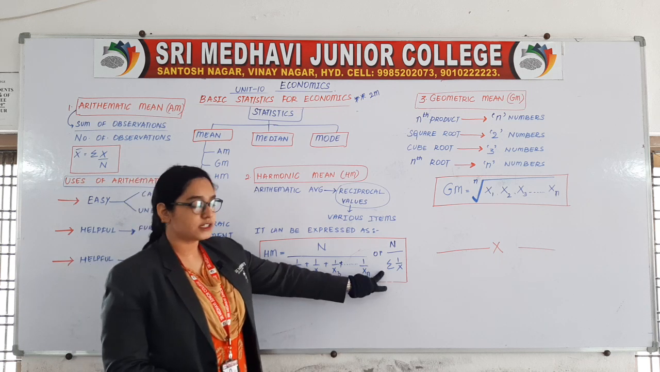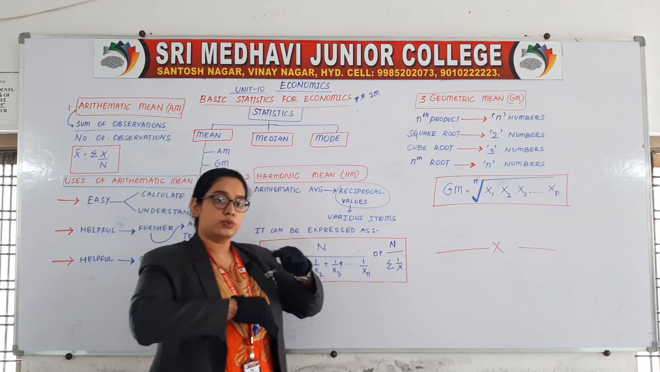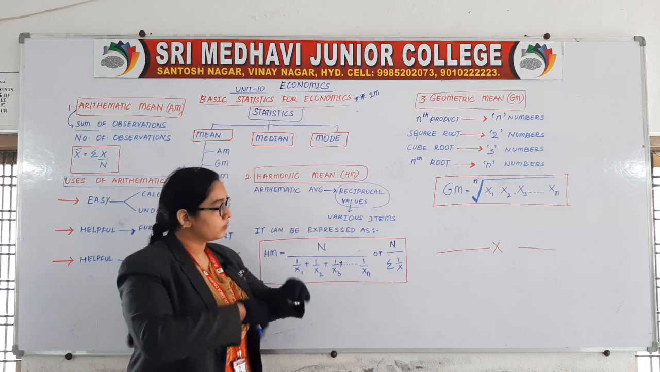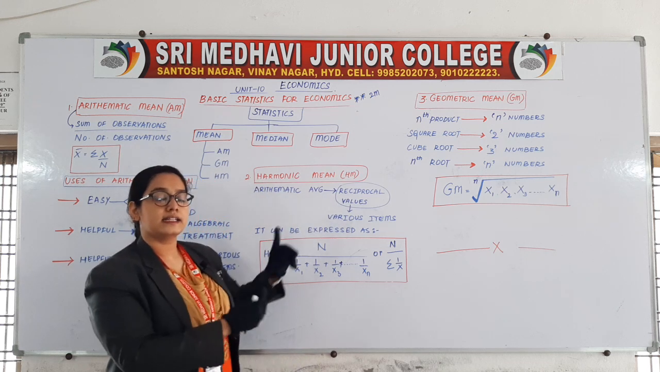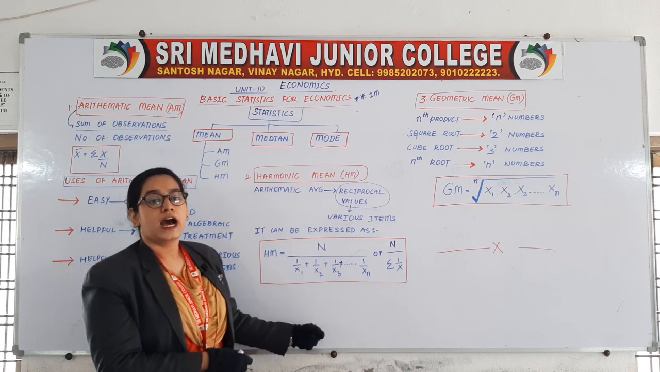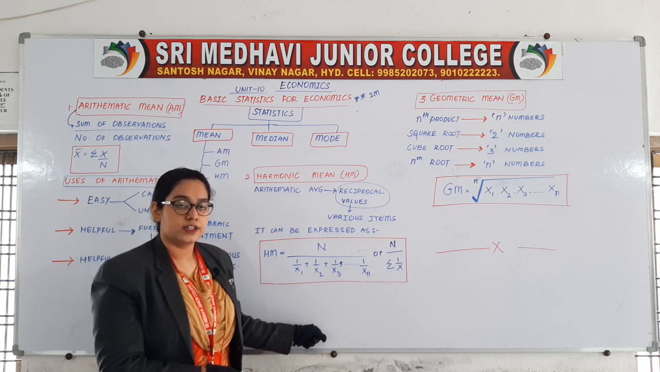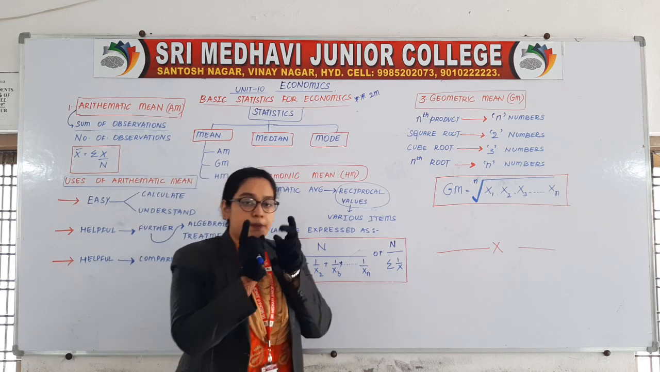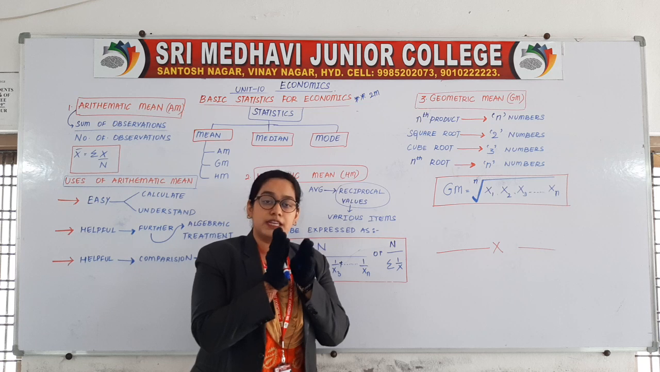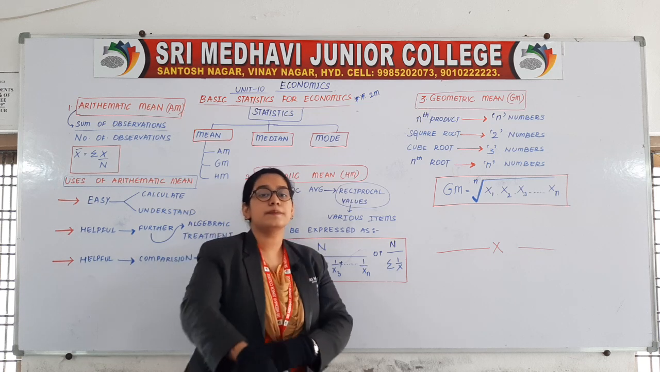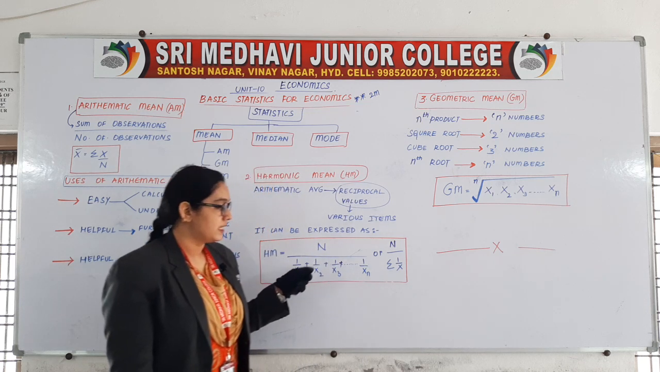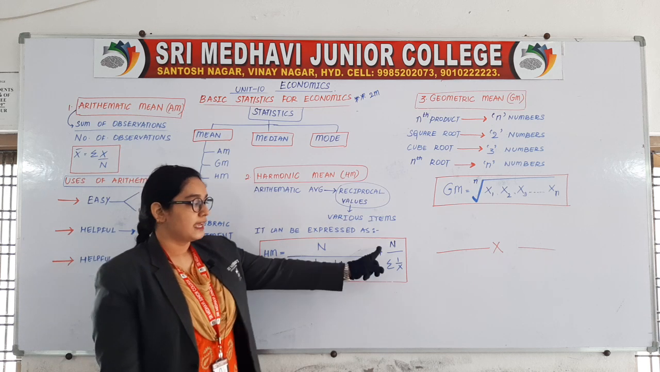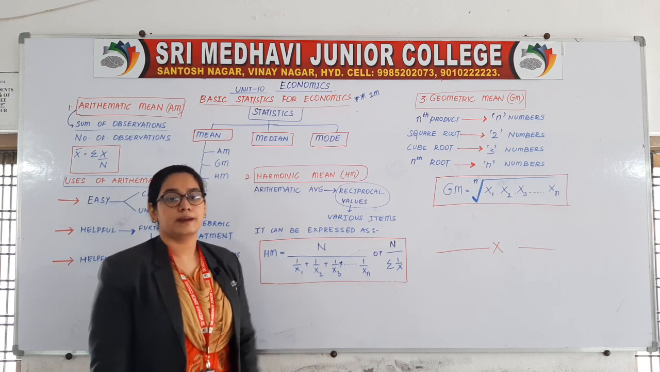Now whatever answer you are getting, you need to do the opposite of that. You need to take the reciprocal of that. Then you will get the final harmonic mean answer. So in general, the basic meaning of harmonic mean is to take the reciprocal with the help of this formula, that is n divided by summation 1 by x.